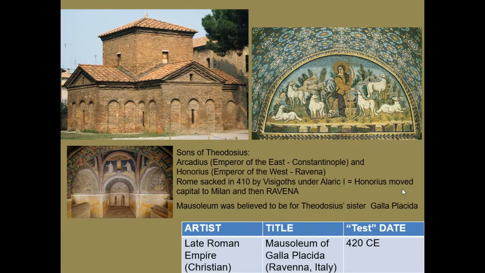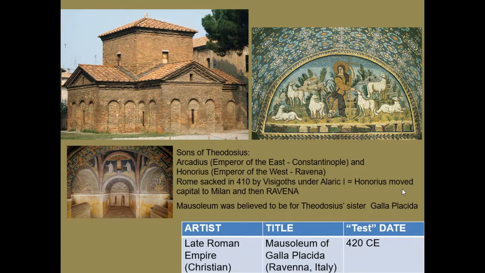This building is the mausoleum of Galla Placidia. It is thought, or was originally thought, to be the tomb for Theodosius' sister, Galla Placidia. We know that she, though, actually died in the city of Rome, so it's unlikely that this was used for that purpose. It is a remarkable building, though, in that the exterior seems extremely plain. It would have been attached to a larger church, so it did serve as a funeral space, a funerary space.